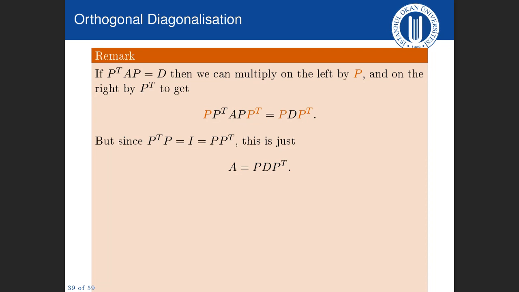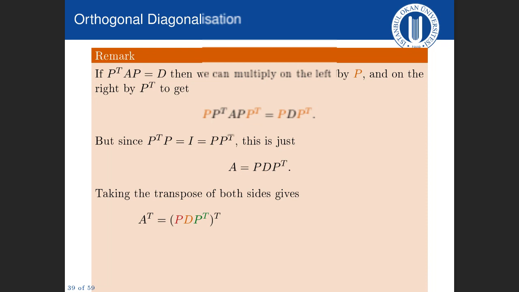What do we get if we take the transpose of both sides here? I would have A transpose on the left, and on the right I have P D P transpose, all transpose. How do we take the transpose of a product of three matrices? We have to change their order, and then we put transpose on each one. So instead of red, orange, green, it's going to be the opposite: green, orange, red. And then we put transpose on each one. So P transpose transpose, D transpose, P transpose.